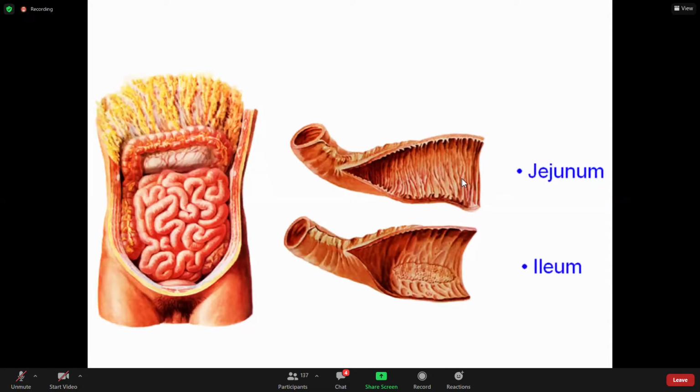So the next basic feature is the presence of plica circularis, longer and closely set in your duodenum, while in your ileum they are smaller in size and sparsely set. So this is the next difference which you will be able to appreciate even in this picture. And in a true specimen, it is very easy to differentiate this.